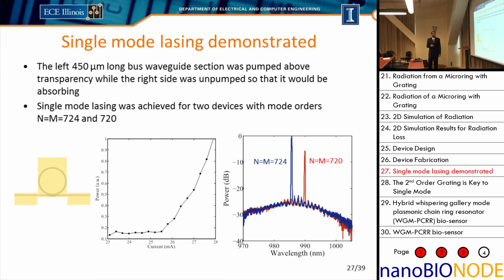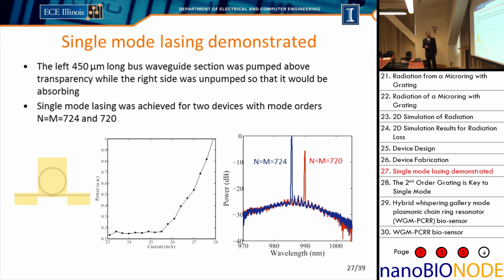So the left 450 micron section was pumped so that we can get to transparency. The center part is the part that's lasing. The right part is unpumped so that it's absorbing. So our laser cavity is formed just by this section alone. It's a circulating ring configuration for our laser. The bus waveguide allows light to couple out from the ring into the waveguide, and this is at transparency, so we let light come out the left side.